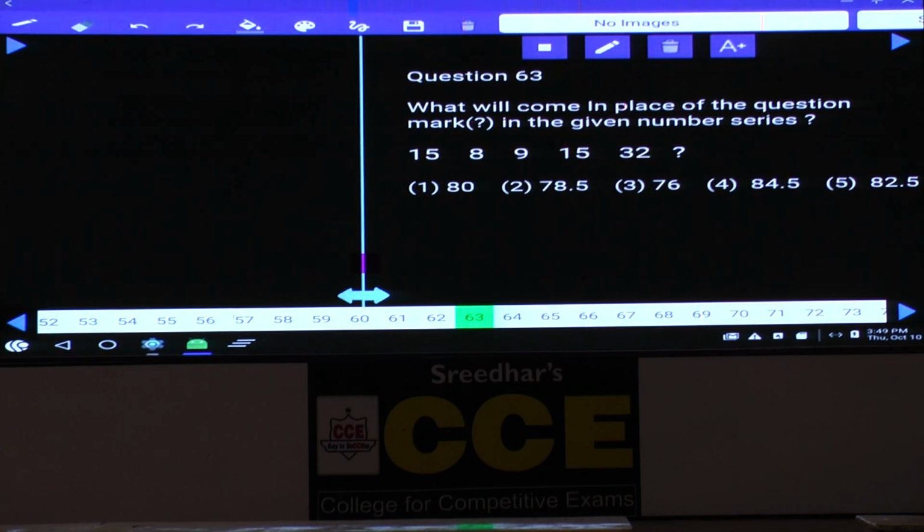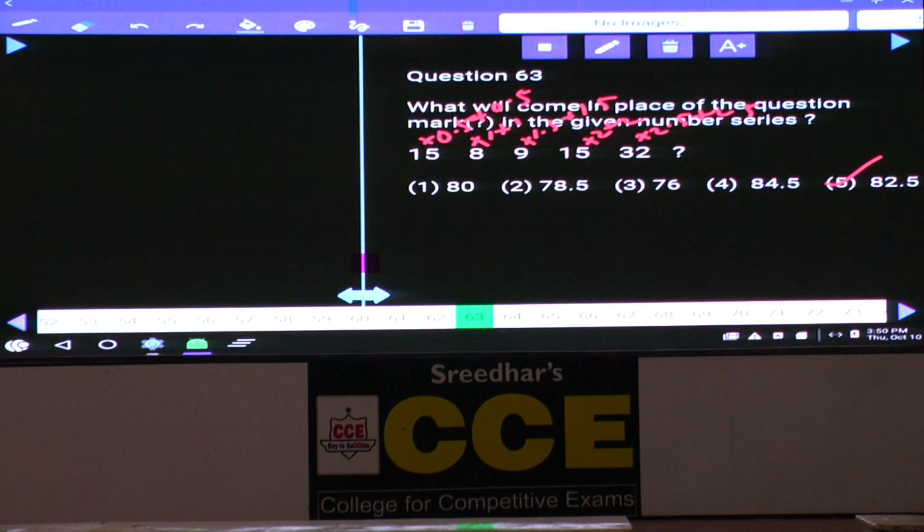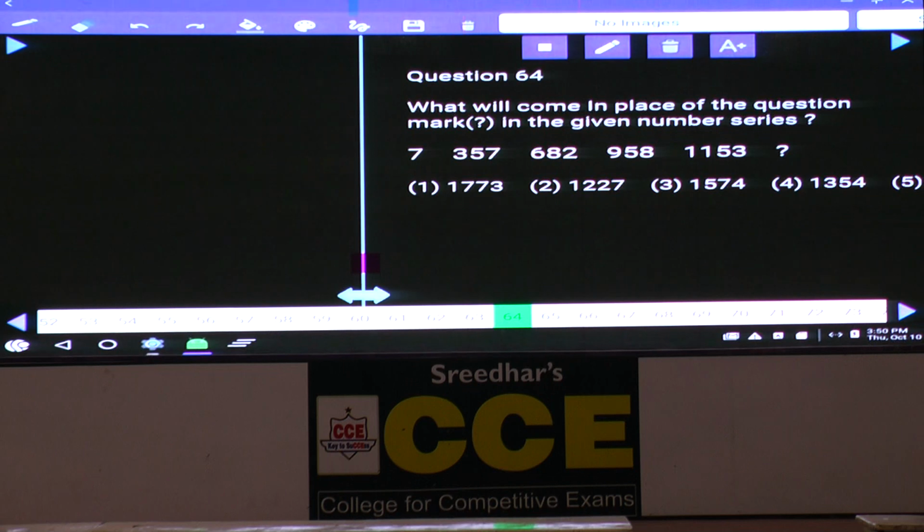Then 63. 15 and 8. Number once decreased, from there onwards it is increasing, so it must be 0.5. 15 into 0.5 is 7.5 plus 0.5, 8. 8 into 1 plus 1, 9. Into 1.5 plus 1.5 is 15, and 15 into 2 plus 2, into 2.5 plus 2.5. Now what is 15 into 2.5? 32 into 2.5, 64 plus 16, 80 plus 2.5, 82.5, choice 5. Now 63 is 82.5, choice 5. Into 0.5 plus 0.5, into 1 plus 1, into 1.5 plus 1.5, into 2 plus 2, into 2.5 plus 2.5.